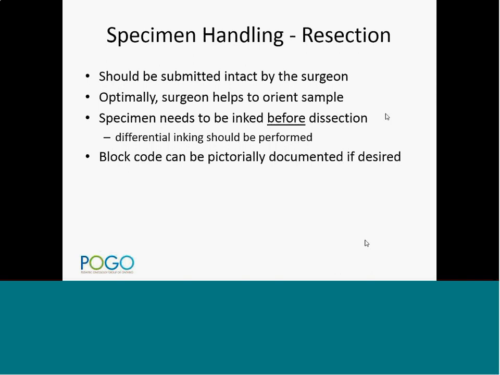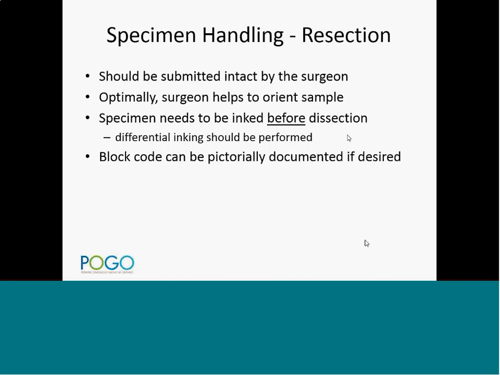I don't need to do this, but just to emphasize: ink the specimen before you dissect it. Sometimes if you have ureters or vascular margins, we take the margin before we ink it because it tends to disappear after you cover everything in black, blue, or green ink. And differential inking obviously should be performed where possible.